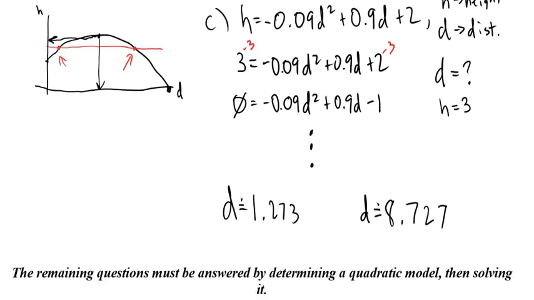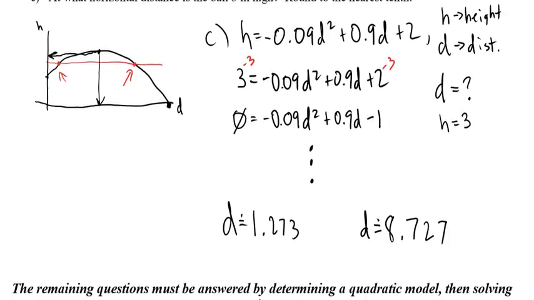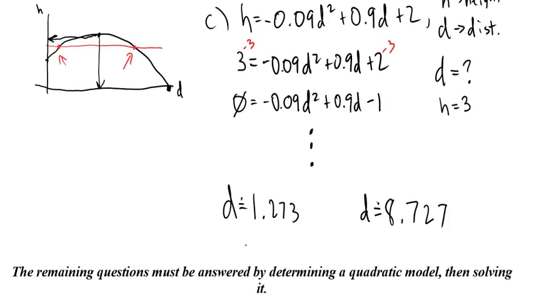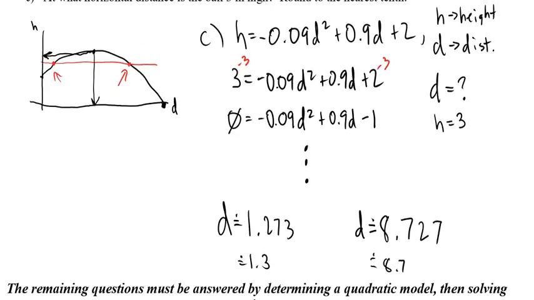And then I would do my therefore statement. Therefore, the basketball is at 3 meters high after both 1.3 meters horizontally or 8.7 meters horizontally. 8.7 meters. Is it meters or is it feet? Yeah, meters. That seems a little odd, but anyway, that happens sometimes in these questions.